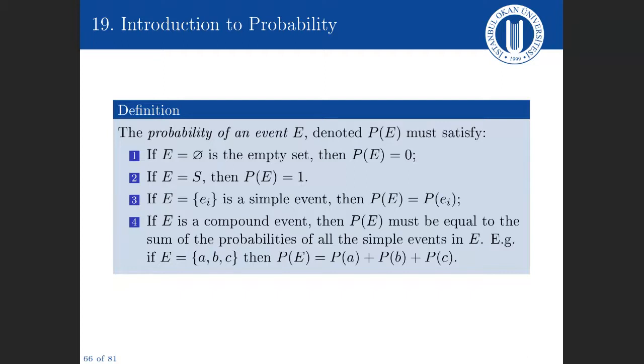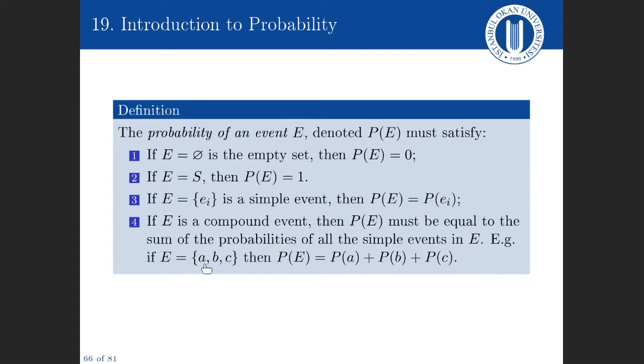The probability of an event, which we say P of E, must satisfy the following 4 rules. If E is the empty set, the probability must be 0. If E is the whole sample space, the probability of E must be equal to 1. If capital E is a simple event, the probability of capital E must be the same as the probability of small e_i. And if capital E is a compound event, the probability of capital E must be equal to the sum of the probabilities of all of the simple elements in E.